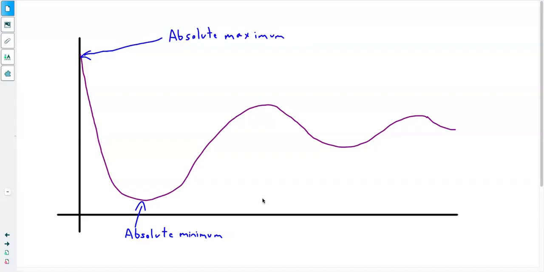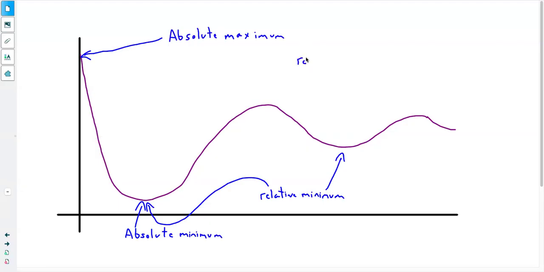Now, if we look at this graph, we also have relative minimums and relative maximums. So we have a relative minimum here because we can see as we're at this point, it's lower than any points immediately around it. Now, technically, this absolute minimum is also a relative minimum because we can see immediately around it, it is the lowest point.